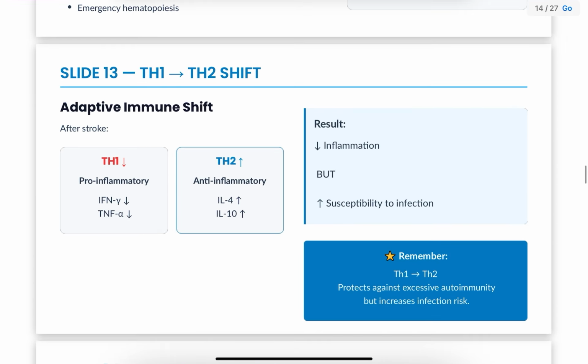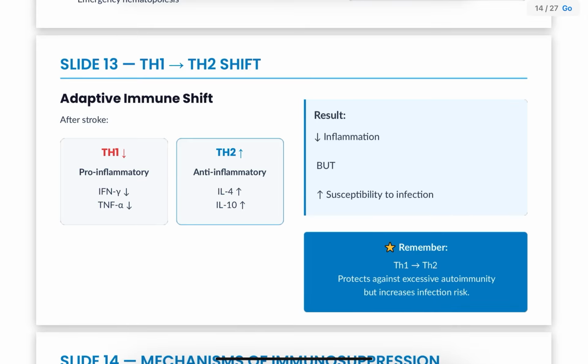Now let's talk about the T helper 1 to T helper 2 shift. This is another important feature of the immunosuppressive phase, which is a change in the T helper response. Normally, the T helper 1 cells are associated with a pro-inflammatory immune response. But after a stroke, there will be a shift from T helper 1 to T helper 2, which is more anti-inflammatory. So we see a reduction in the pro-inflammatory cytokines, such as interferon gamma and TNF alpha. And at the same time, we see an increase of the anti-inflammatory interleukin 4 and 10.